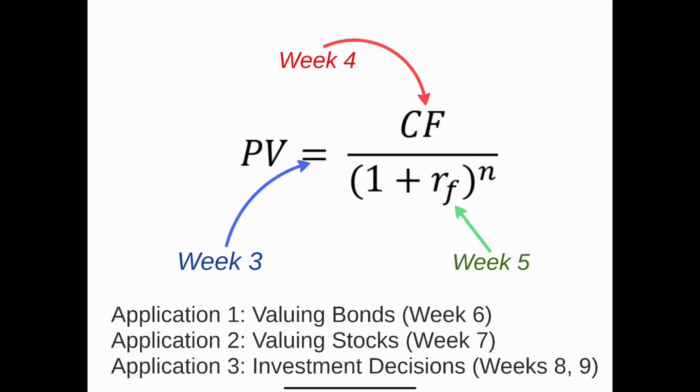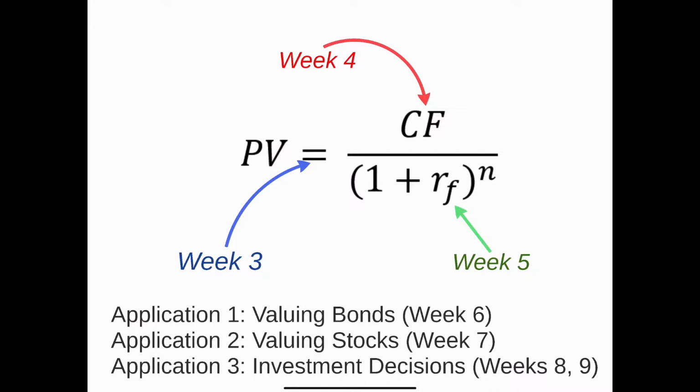All right, to give you an overview of what's going to happen in the next 3 weeks and how that connects to what we learned before, let's look again at this simple equation. In week 3, what we did was look at equality to show why the present value can be measured as the cash flow divided by (1 plus R_f) to the power of n. Why is the present value equal to this kind of cash flow?